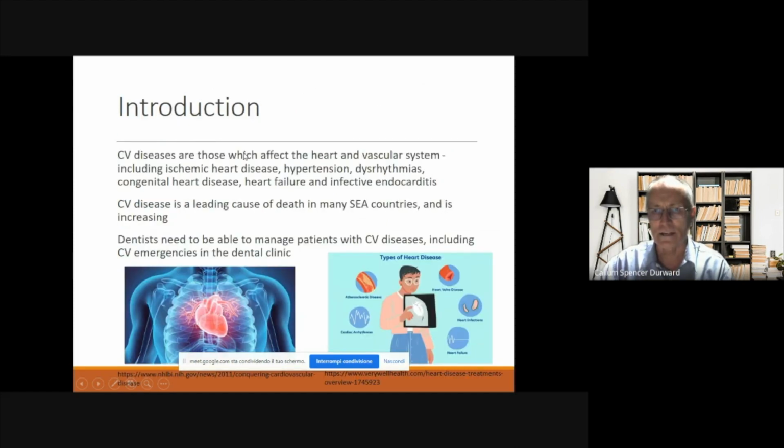Cardiovascular diseases are those which affect the heart and vascular system and include ischemic heart disease, hypertension, dysrhythmias, congenital heart disease, heart failure, and infective endocarditis. Cardiovascular disease is a leading cause of death in many Southeast Asian countries and is on the increase. Dentists need to be able to manage patients with cardiovascular diseases, including emergencies that occur in the dental clinic.